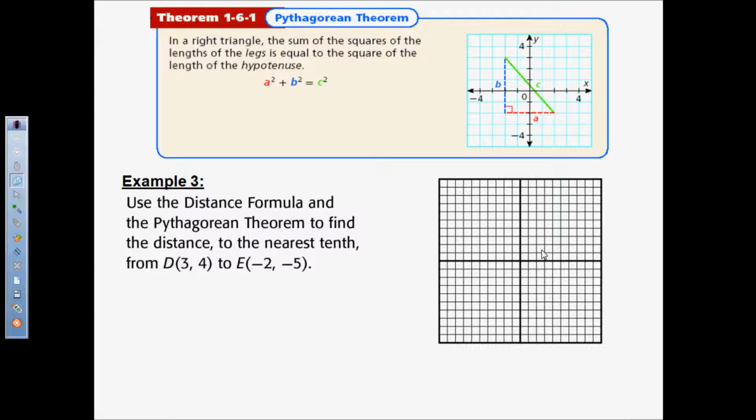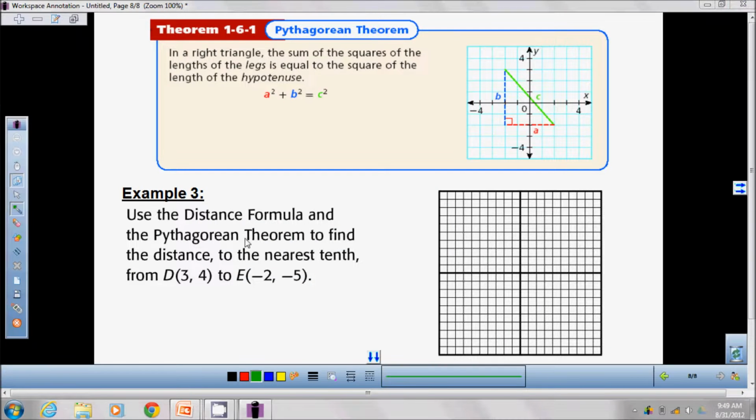The last equation is the Pythagorean Theorem, which says in a right triangle, the sum of the squares of the lengths of the legs, so these are the legs, is equal to the square of the length of the hypotenuse, which is right here. And we write that as a squared plus b squared equals c squared. And don't forget the hypotenuse is always opposite the 90-degree angle, and it will also be the longest side of your right triangle. So let's go ahead and do example 3 so we see how we use this.